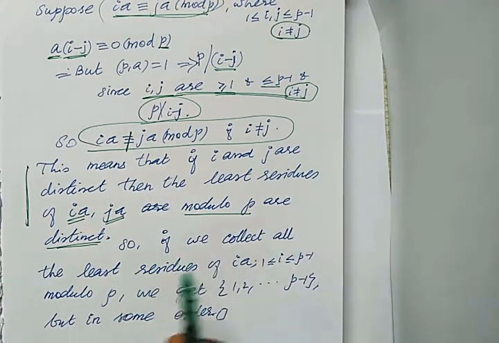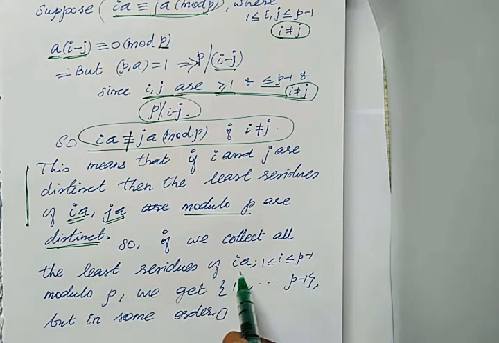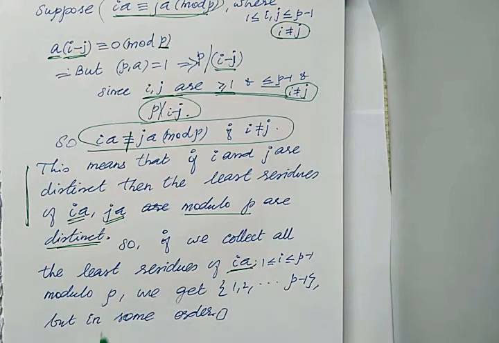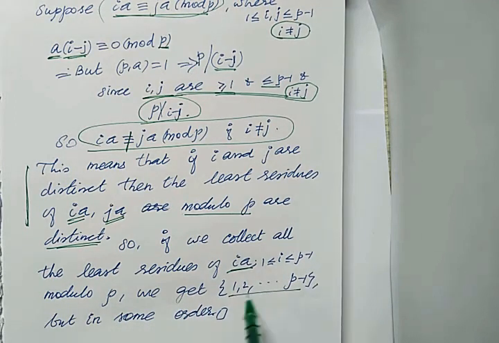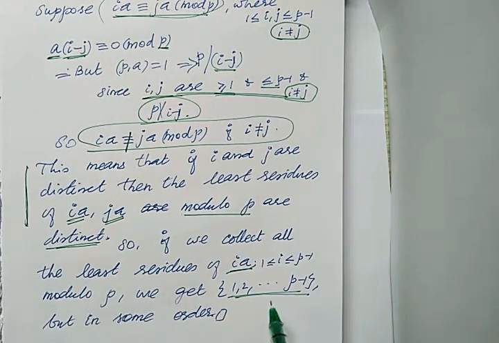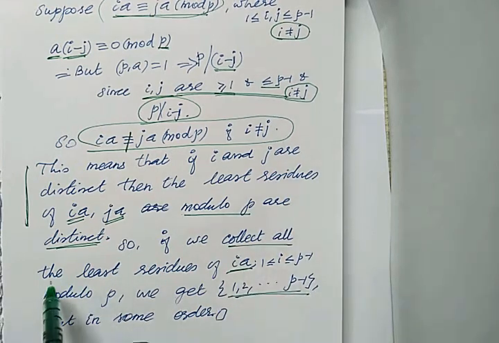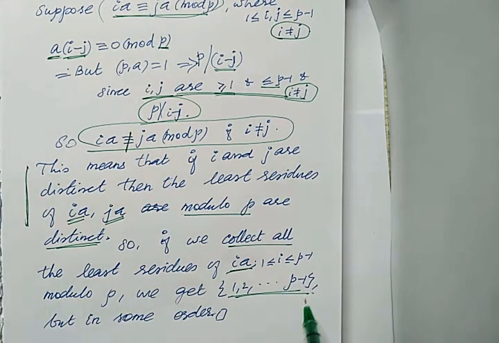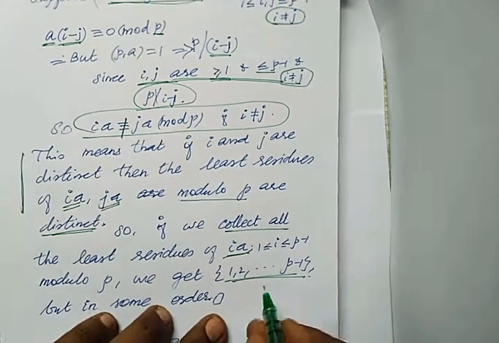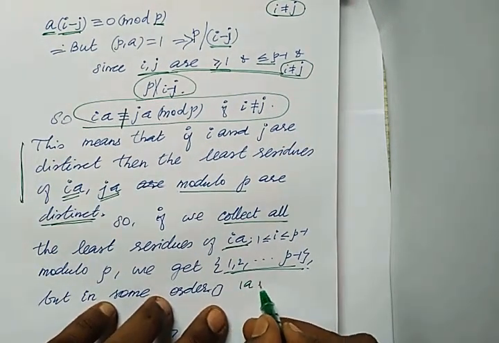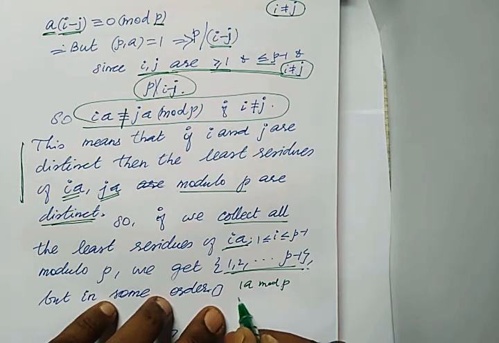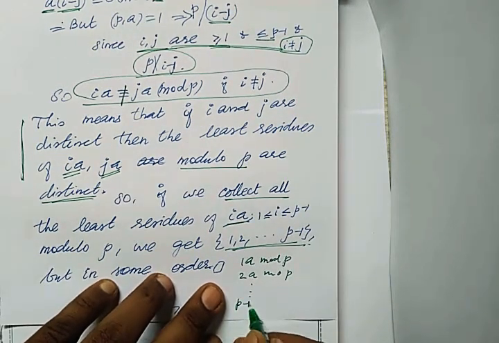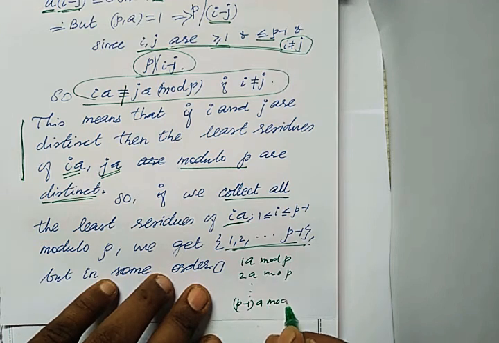So if we collect all the least residues of IA, where I from 1 to P minus 1, modulo P, we get this one. We are collecting all the residues. Collect all the least residues of IA modulo P. We get 1A mod P, 2A modulo P, and so on, up to P minus 1 times A modulo P.